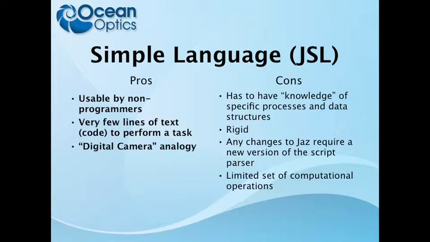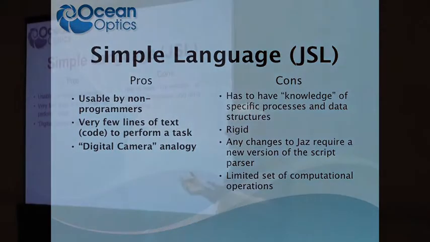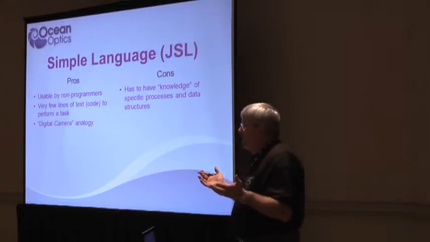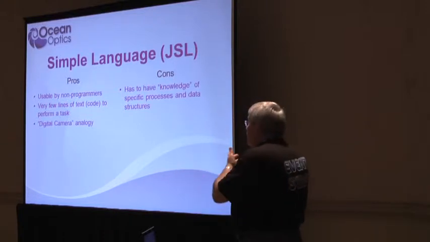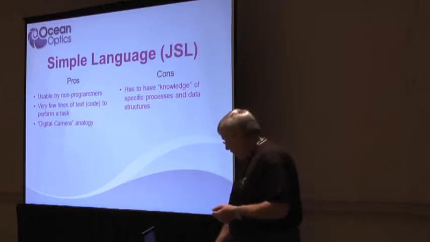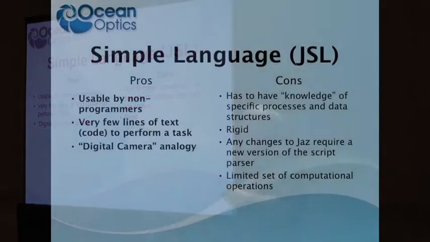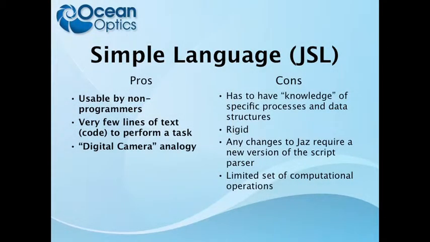One of the cons is that Scripter has to have knowledge of every process and every data structure on the Jaz. So anytime something changes, Scripter has to change. It's very rigid. You can only do certain things. You can only do what we've determined or allowed you to do. You don't have full control of the Jaz. You have control of the things that we allow you to have control of, and do them in the manner that we allow you to do them in.